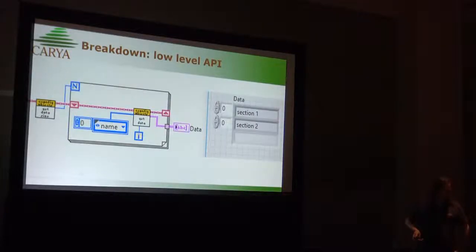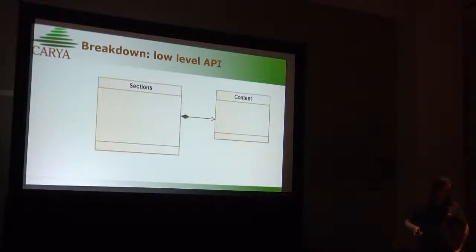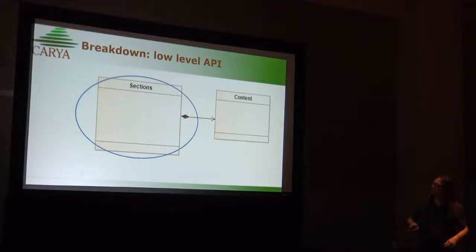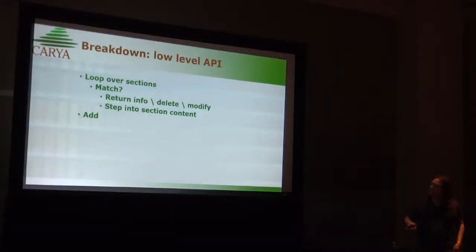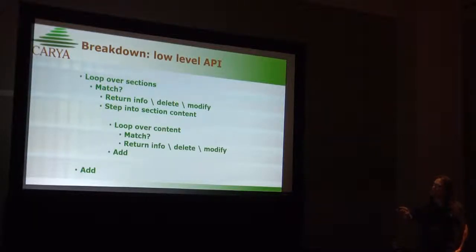So we can basically use these VIs like this to, for instance, get the names of the sections, and basically do everything we want with the data. So that takes care of the first layer in our API, the sections. But the content, this is what we want to do with the sections layer.